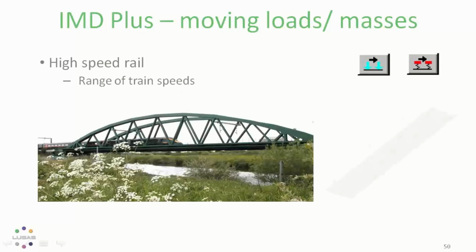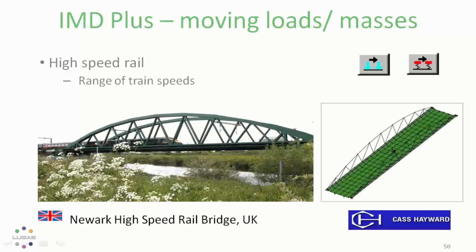For train structure interaction, there is what we call IMD Plus, which has been used in North America, UK, and around the world. Here's an example steel bowstring arch railway bridge designed for the new generation of 140 miles per hour trains. It carries the two tracks of the East Coast Main Line.